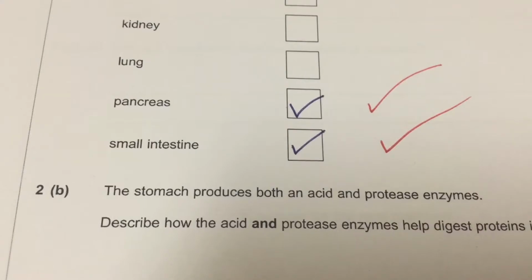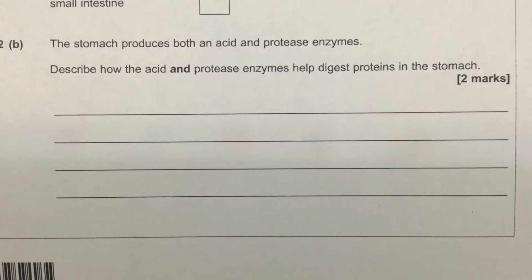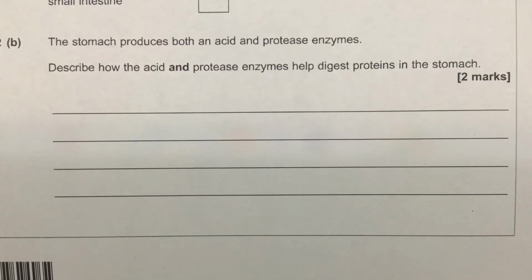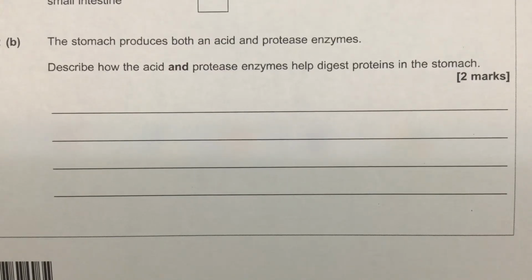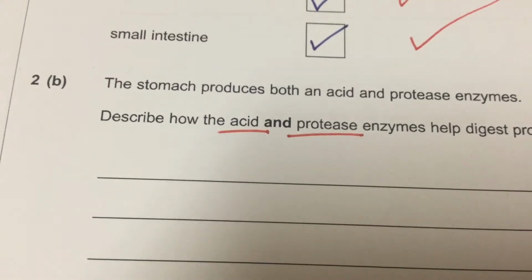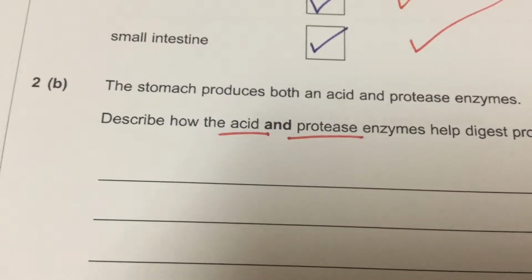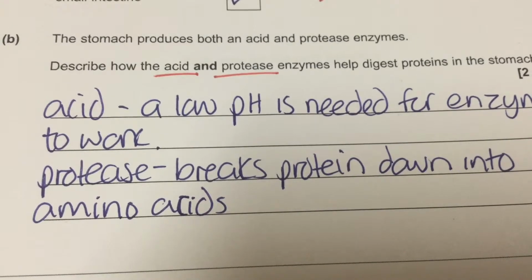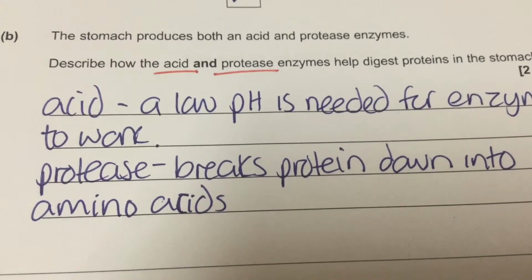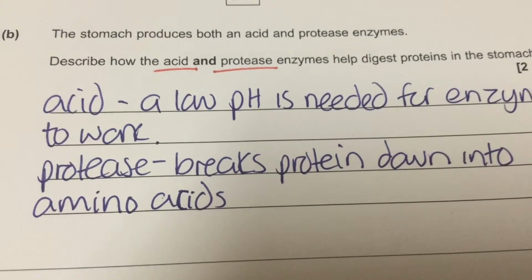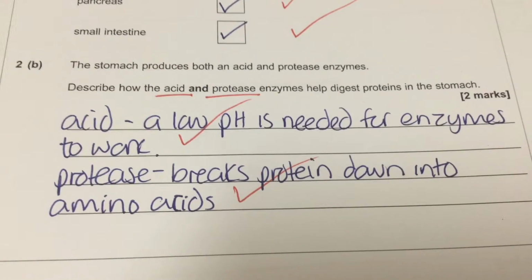Looking at question 2b, the stomach produces both an acid and a protease enzyme. Describe how the acid and the protease enzymes help digest proteins in the stomach. There's 2 marks, so we need to say something about the acid and something for the protease. So we're going to say that the acid provides a low pH, which is needed for the enzymes to function. And we're going to say that the protease breaks protein down into amino acids.